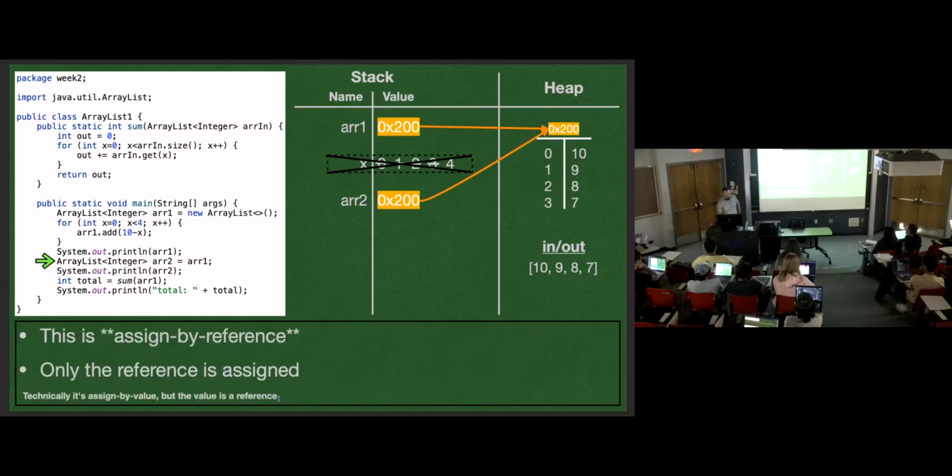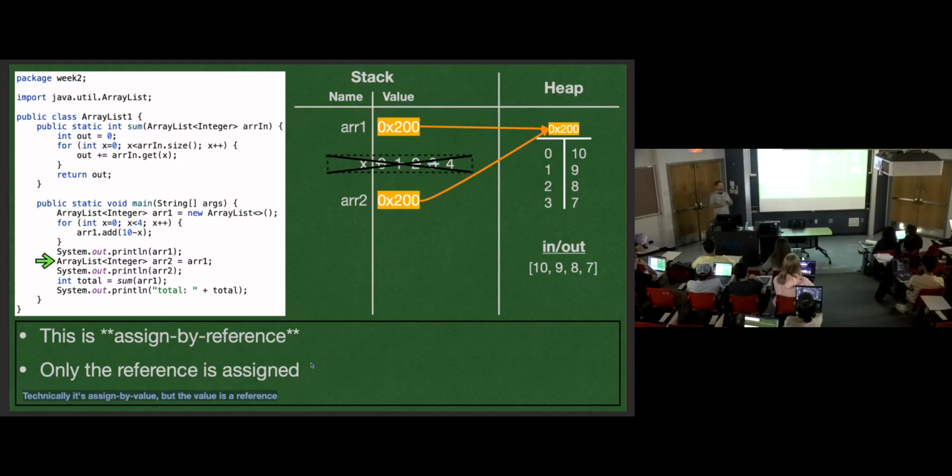And yes, I'll call this assigned by reference. For those of you who want to call me out, I'll call myself out before you get a chance to. It's not technically assigned by reference. It's assigned by value, but in Java for object types, the value is a reference. But I'll call this assigned by reference, incorrectly.